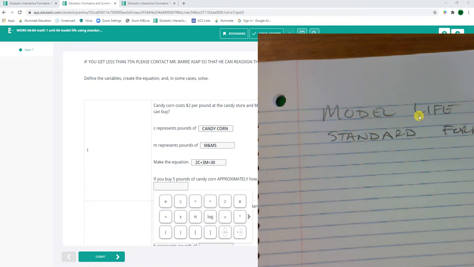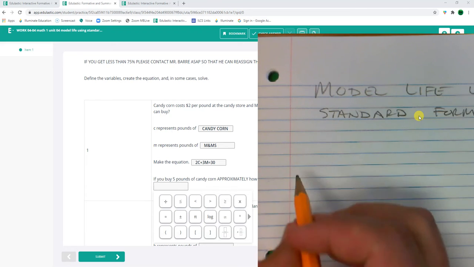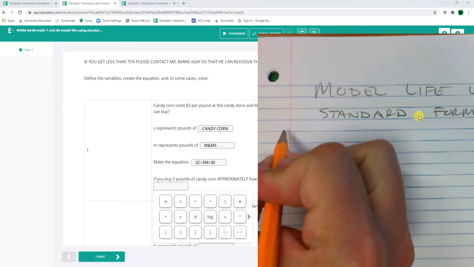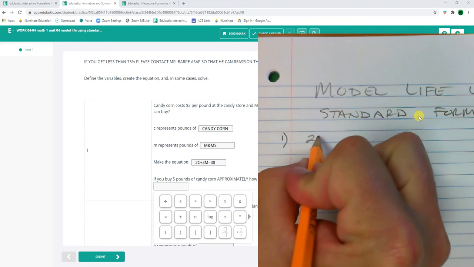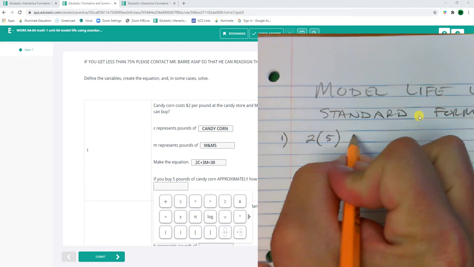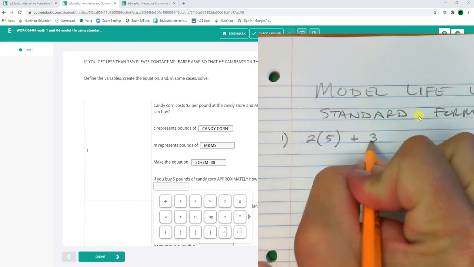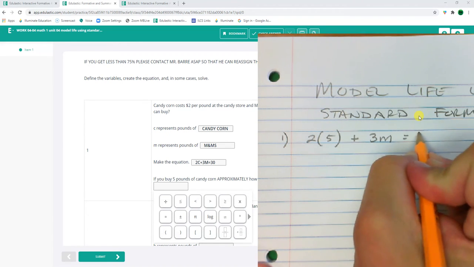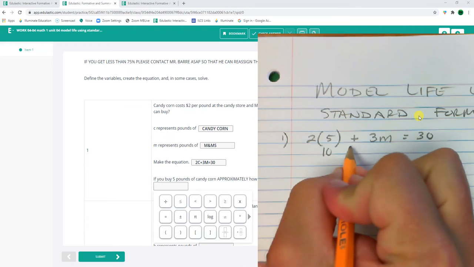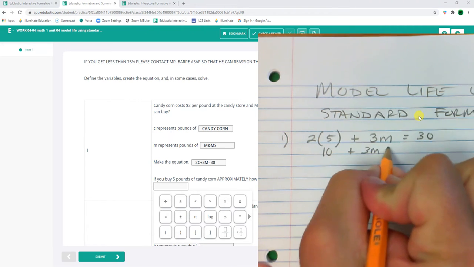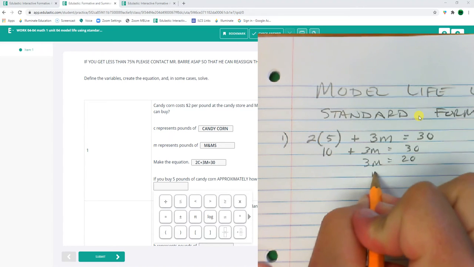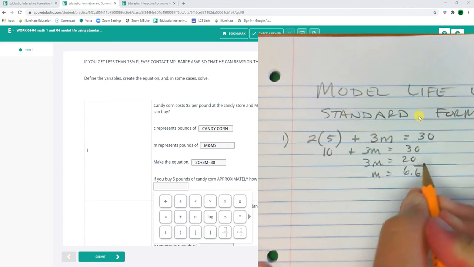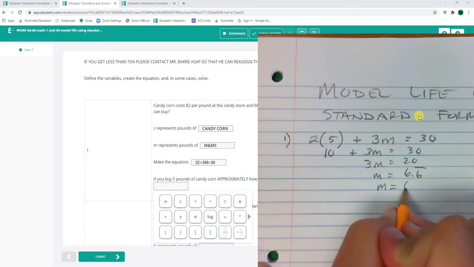So this is where my notes are going to come in. Number 1, am I writing things down? 5 pounds of candy corn. So 2 times 5 pounds of candy corn plus 3M equals 30. So 10 plus 3M equals 30. 3M equals 20. M equals 6.6 repeating. And I've got to round it down to 6.